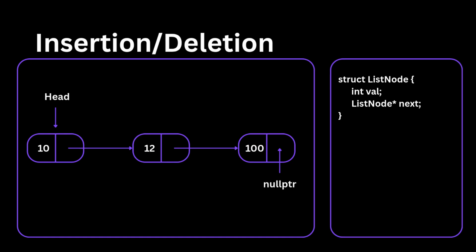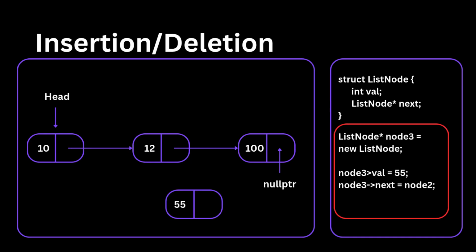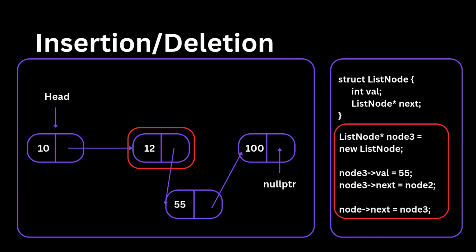Speaking of the tail, what if we wanted to insert a node not as the new tail? Let's show this by inserting a node in between these two. We will first create a new list node with value 55 and point its next pointer to this node. Then we will point this node's next pointer to our new node. And just like that, we have inserted a new node into our list.